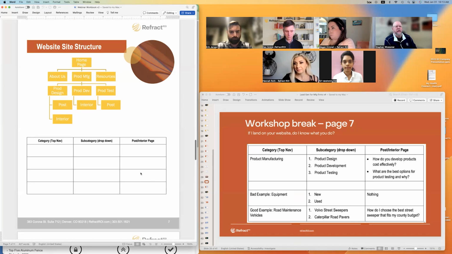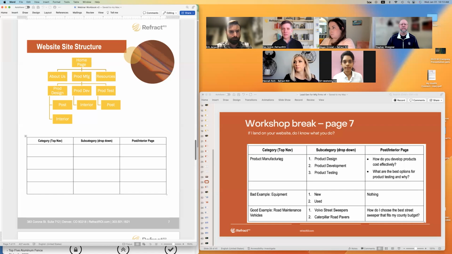Okay. All right. So over here, we have some good examples and some bad examples, but some high level examples. Your category would be something like product manufacturing. The subcategories in the dropdown would be product design, product development, product testing. And then in the interior pages, things like blog posts and supporting pages for those subcategories, you would have topics like how do you develop products cost effectively? What are the best options for product testing and why?